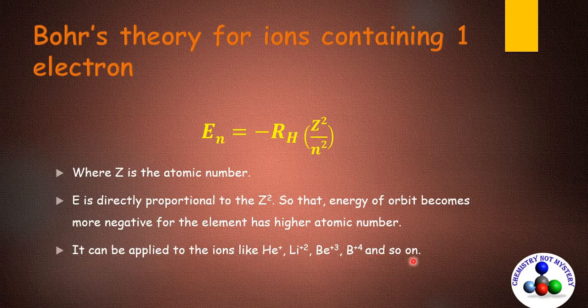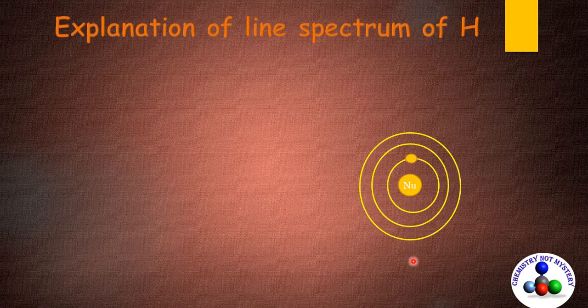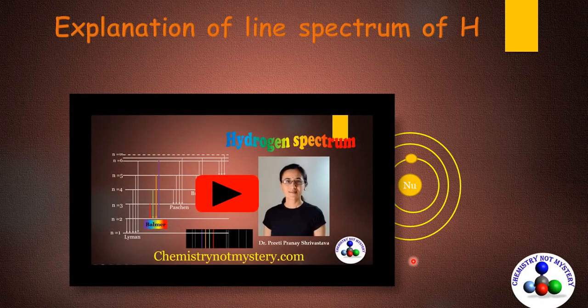Bohr's model is a primitive model of atom, but it explains the line spectrum of hydrogen and also explains the reason for the structure of Rydberg's formula. If you haven't watched my video on hydrogen spectrum, you can find its link in the description box.